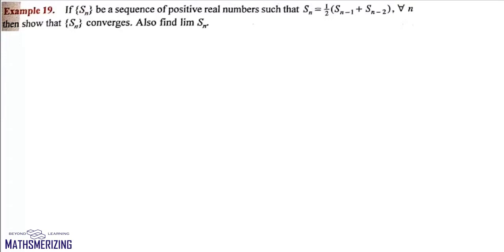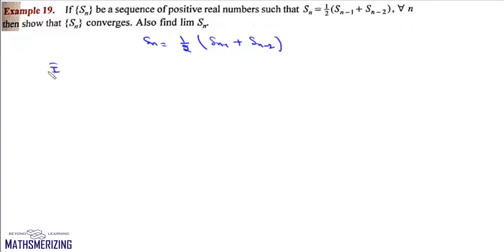Now here the question is, let Sn be a sequence of positive real numbers such that Sn equals 1 by 2 (Sn minus 1 plus Sn minus 2) for all n, then show that the sequence converges and also find the limit of Sn. Now what we'll do is, we'll consider two cases.